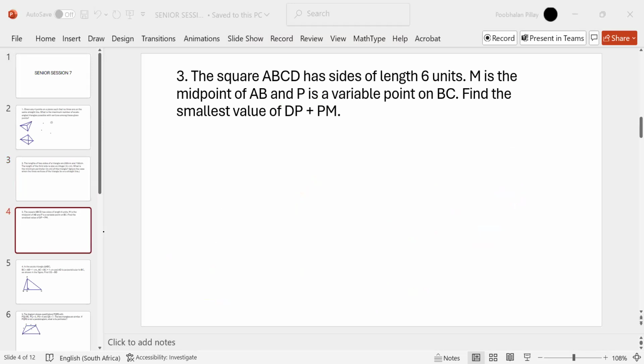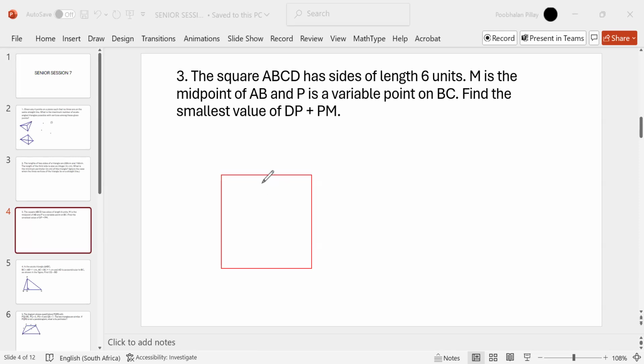The square ABCD has sides of length 6 units. It's a square. So let's draw a square having sides of 6 units. Let me get back to my black. Okay, so all the sides are equal to 6. It's a square. So that's the first sentence. We'll just bear that in mind.